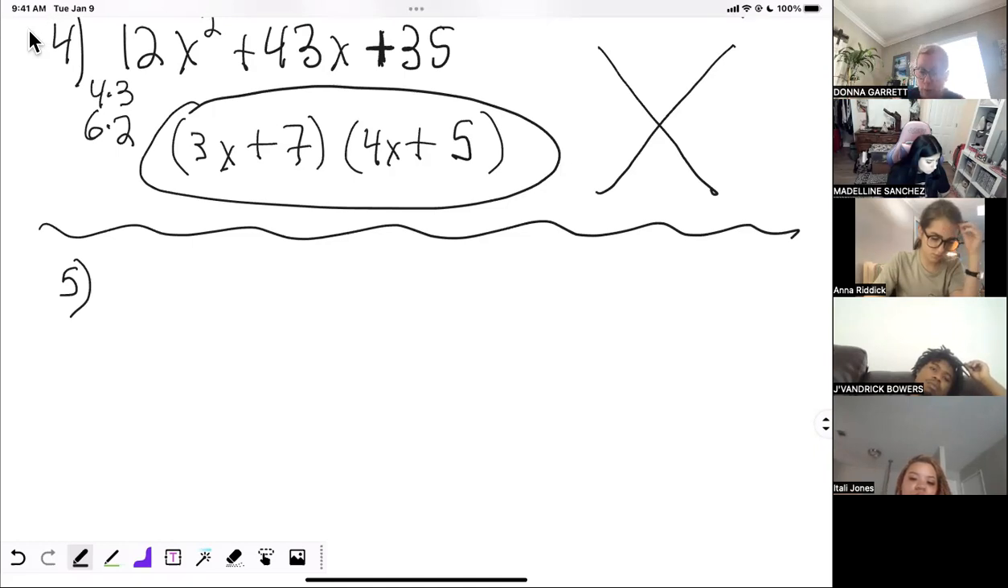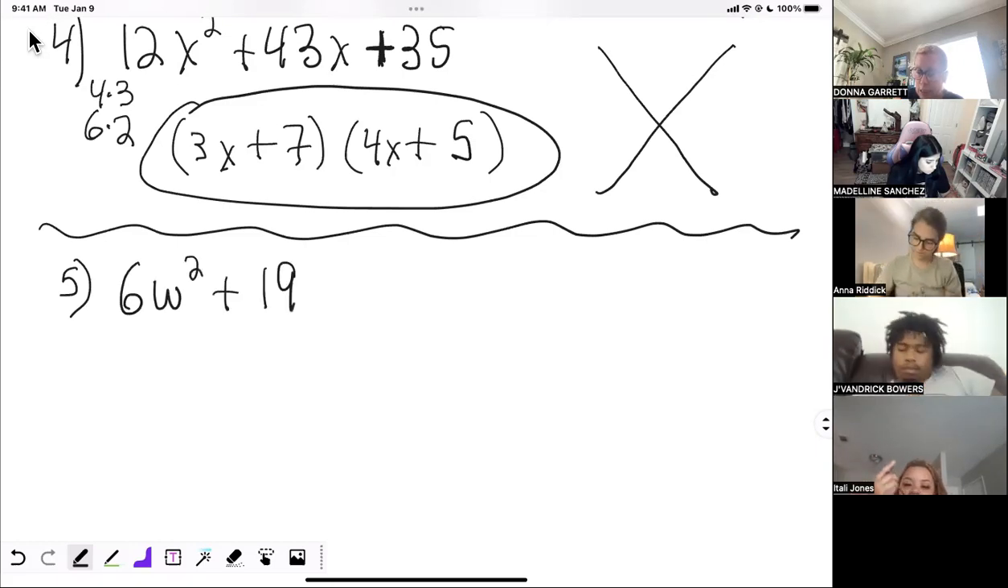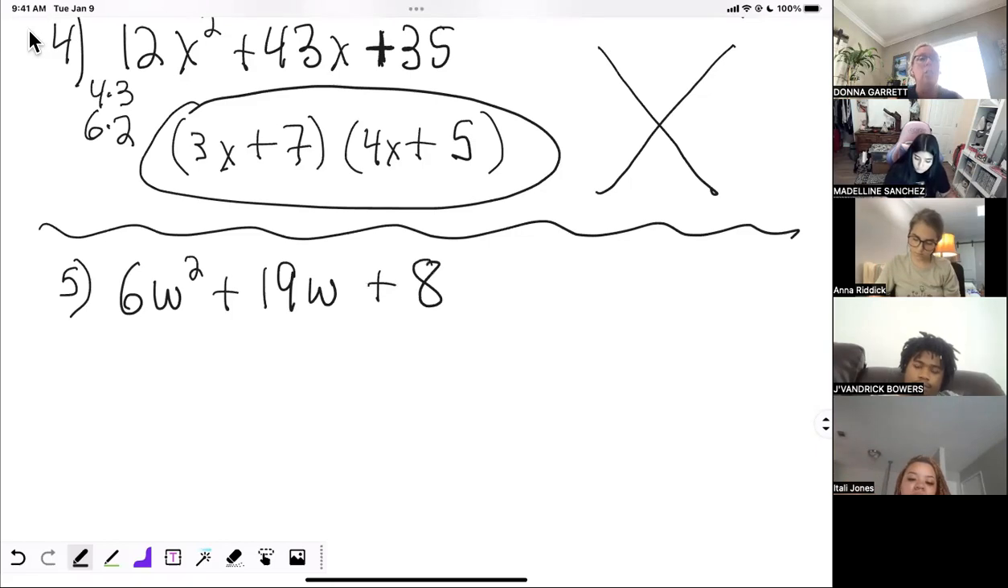All right, so let's look at another one. 6w squared plus 19w plus 8. You have to be willing, this is what I say, to get comfortable at being uncomfortable. Doing this is going to make many of you uncomfortable and you're going to feel like you can't do it. You can 100% do it. You have to get comfortable at being that uncomfortable, because then you'll get past it and all of a sudden this is going to make sense. It's like, oh, this is not so bad.